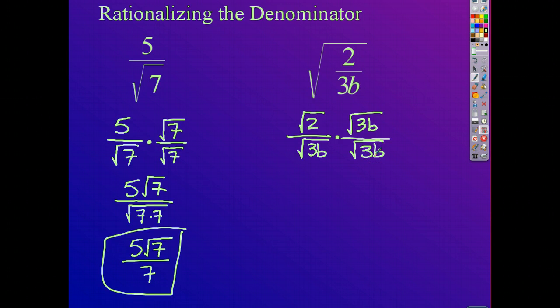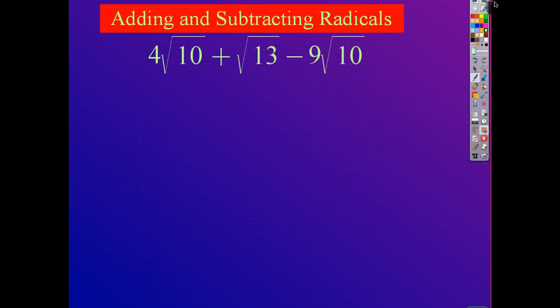And what I'm going to get here is I'm going to get a denominator of 3b, and then I've got radical 2 times radical 3b, so that's going to be 2 times 3 is 6b. Okay? And I'm done. No perfect squares in the denominator, no radicals underneath, no fractions underneath the radical, no radicals in the denominator, no perfect squares. Done. All right. Keep moving. Let's fly through this. All right, next.